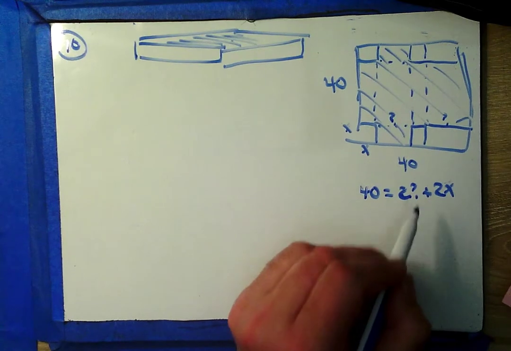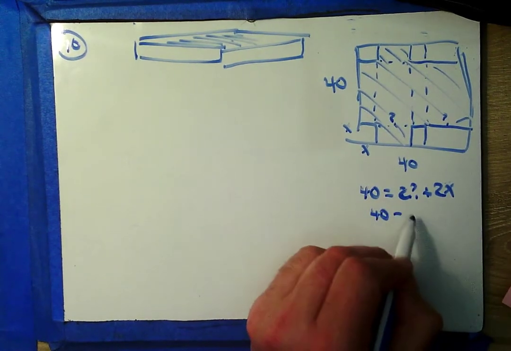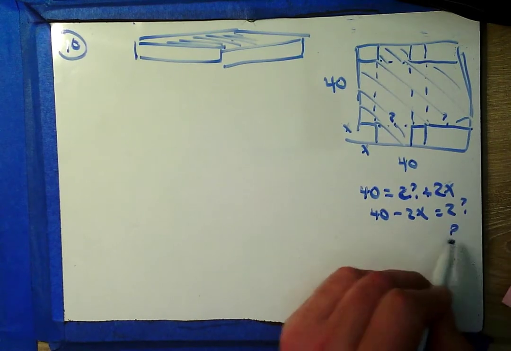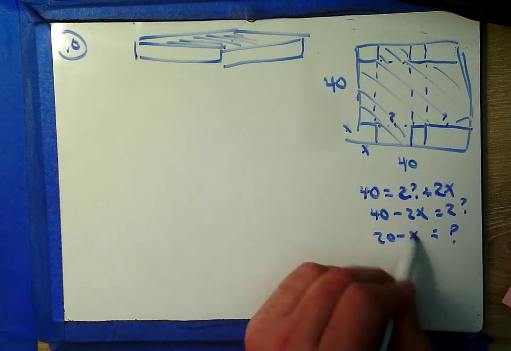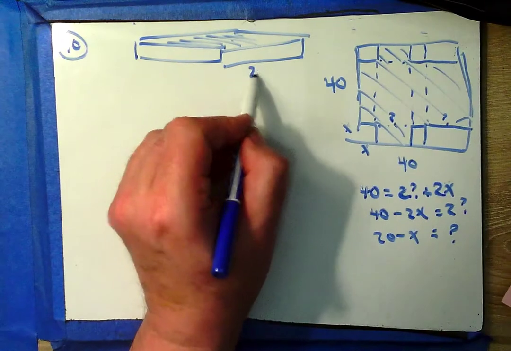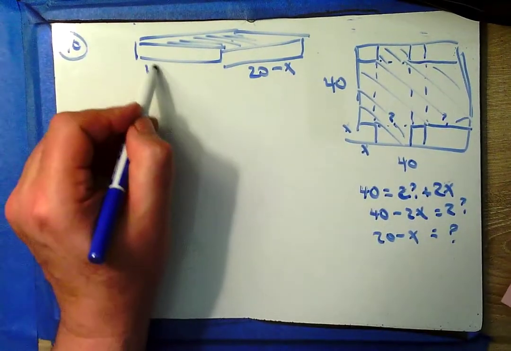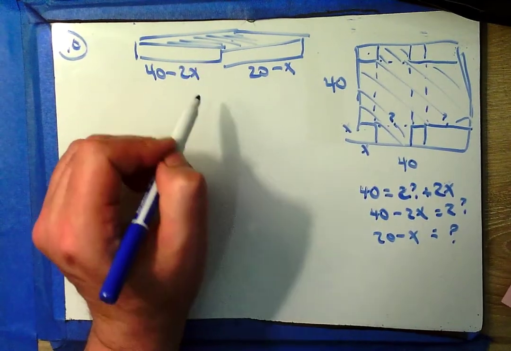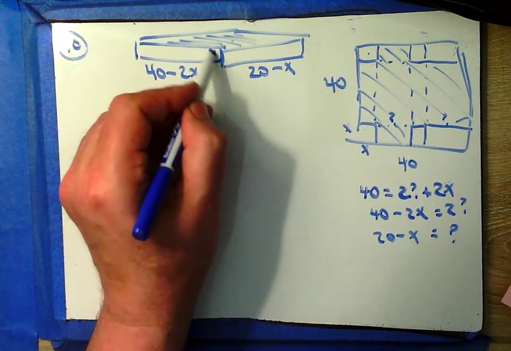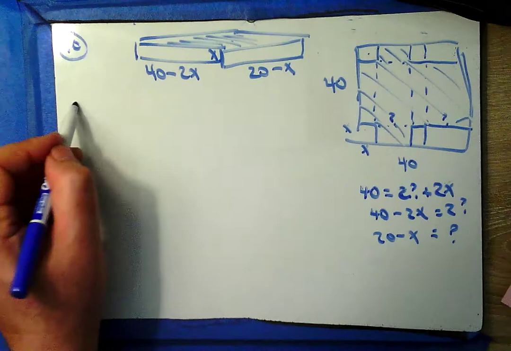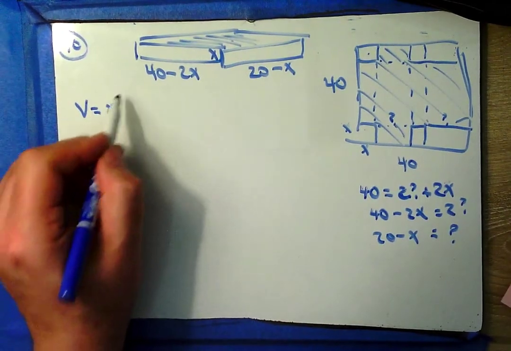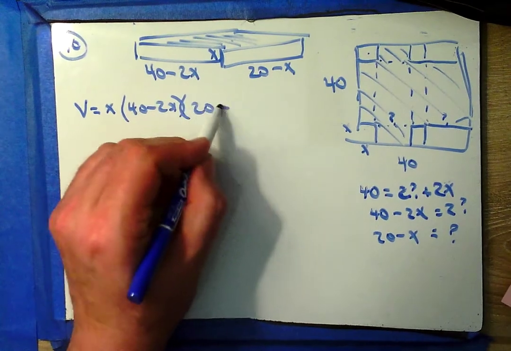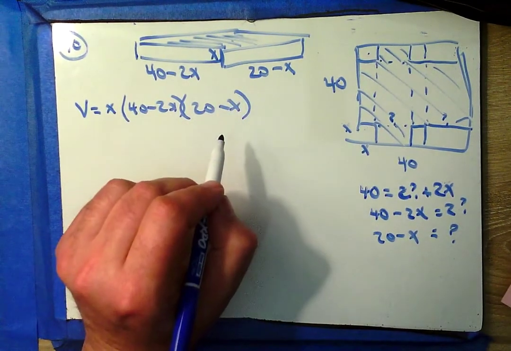I'm solving for the question mark, so 40 minus 2x equals 2 question marks, or question mark equals 20 minus x. So this is 20 minus x. This is 40 minus these 2 x's, and the height is x. So the volume is x times (40 minus 2x) times (20 minus x). Okay?